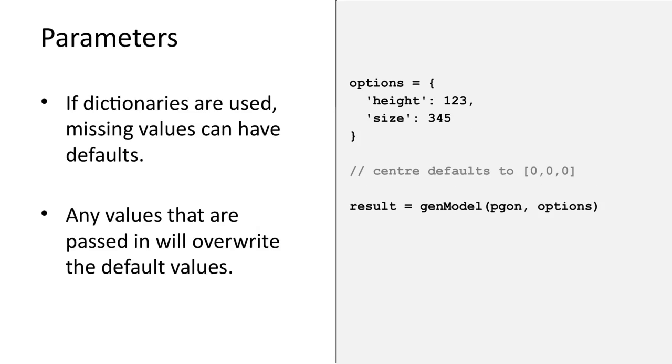Dictionaries also allow us to specify only some entries. For any missing entries, the function can supply its own values. In the example, the dictionary did not include an entry for center. Assuming that this is the center point where some geometry may be generated, the function may default to using the origin of the global coordinate system as the center point.